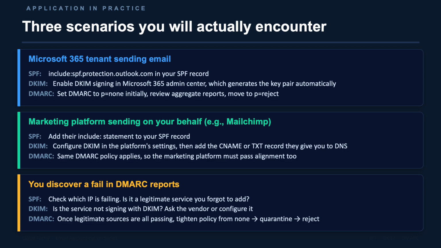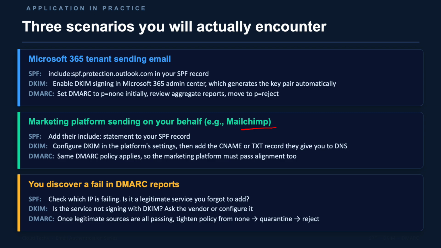The second situation: a third-party platform sends on your behalf, like a marketing tool such as MailChimp. This is where people get caught. You have to authorize them in two places. In SPF, you add their include statement, and separately for DKIM, you configure signing inside their platform, which usually means adding a CNAME or a TXT record they give you to your DNS. If you only do SPF and skip DKIM, their mail can still fail DMARC alignment. So both have to be set up.